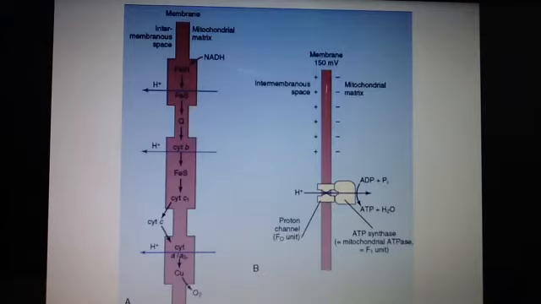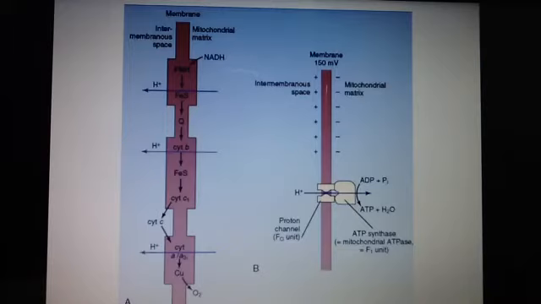Now let's look at the membrane difference here, because we are looking at a difference between the membranes and this gradient that is created, and we can see that there's a 150 millivolt difference. This is a big difference between the membranes.